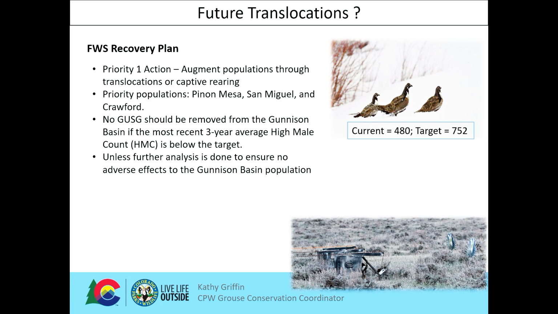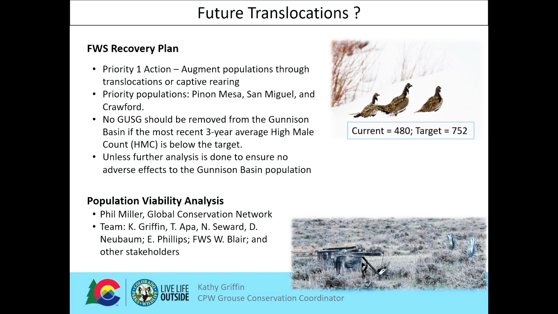But the recovery plan also has a caveat. You could remove birds from Gunnison Basin if further analysis was done to ensure no adverse effects to the Gunnison Basin population. So how is this done? Well, a population viability analysis is one way to model the potential for removing birds from Gunnison Basin.